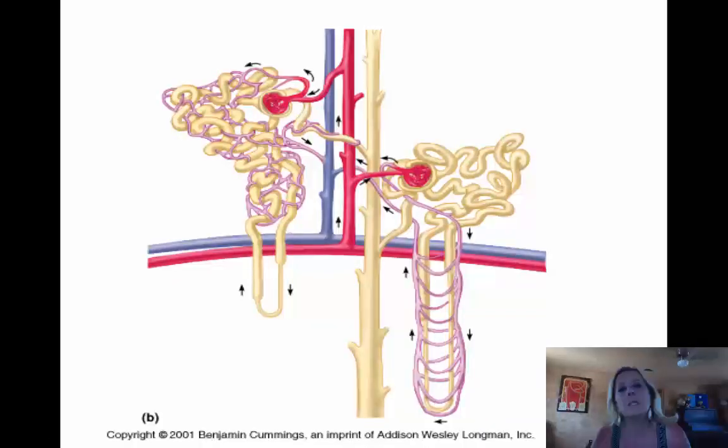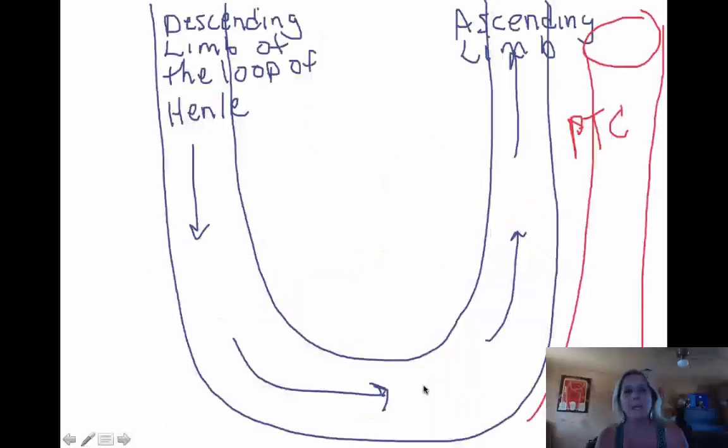Okay, so this next part we're going to talk about is the loop of Henle. So we've gone over the glomerular capsule, and then we've talked about the proximal convoluted tubule, and this tubule leads into this loop of Henle. Now, we have 2 portions to the loop of Henle. We have what's called the descending limb of the loop of Henle, and the filtrate is going to move through this descending limb and then up into the ascending limb of the loop of Henle.